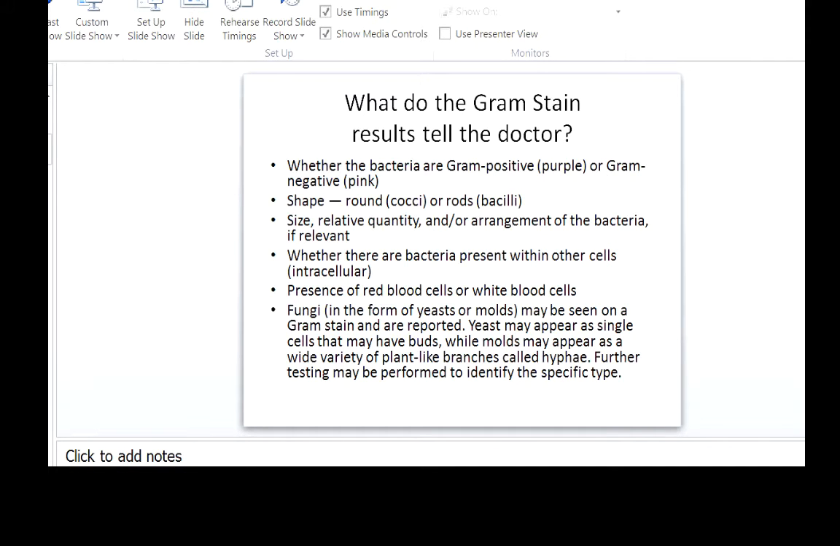Just knowing whether or not an organism is gram-positive or gram-negative helps the doctor determine how he's going to treat something. That gram stain tells him if the bacteria is gram-positive or gram-negative, what shape it is, how much of it there is, whether there is bacteria in the cells and outside of the cells, whether there are red blood cells and white blood cells, and whether there is any fungi. Fungi is yeast and molds. They look very, very different under the scope.